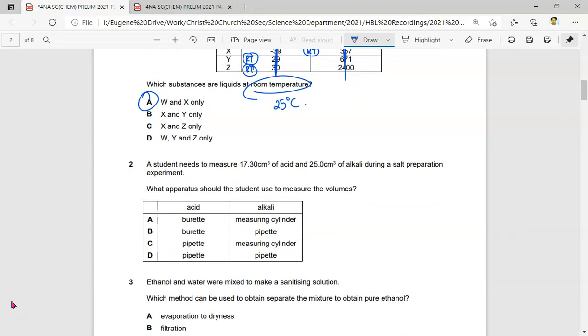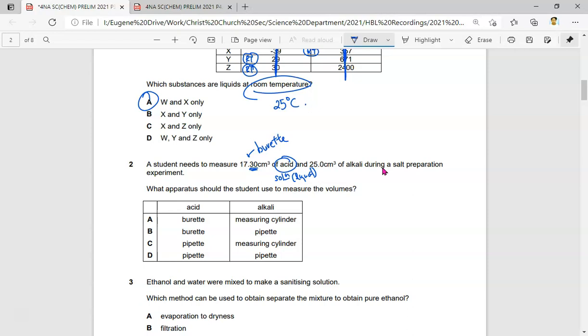Okay, next. A student needs to measure 17.3 cm³ of acid and 25.0 cm³ of alkali during salt preparation. What apparatus should be used to measure the volumes? So this really is a test of apparatus. I just need to take note. 2 decimal places here, and measuring a solution, bracket liquid. So if I want to measure the volume of a liquid to 2 decimal places in terms of cm³, this means that I need to use a burette.